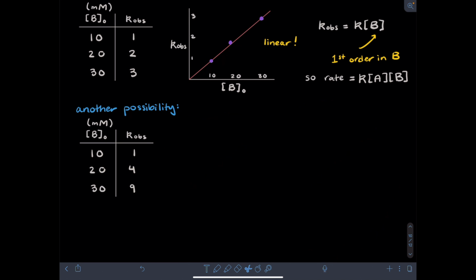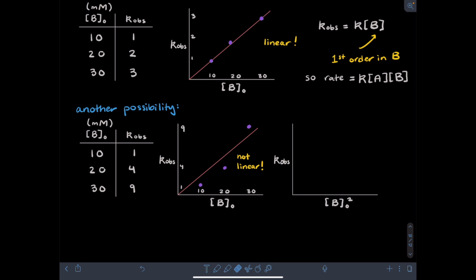Now consider a separate reaction entirely, and let's say you got that as you increased the concentration of B in your separate experiments, and you looked at 10, 20, and 30 millimolar, and let's say in this case, instead of getting 1, 2, and 3 for your k-obs values, you got 1, 4, and 9. Like the scenario up above, start by trying to plot your rate constant versus the initial concentration of B. And notice that this is not linear. This means that the reaction is not first order with respect to B, so we'll have to try a variation on this plot instead.